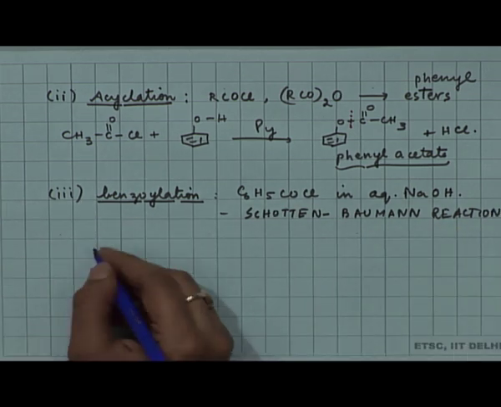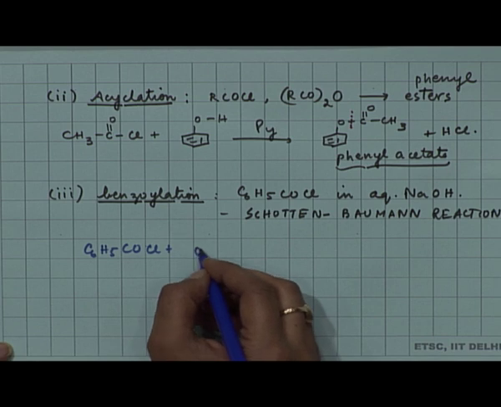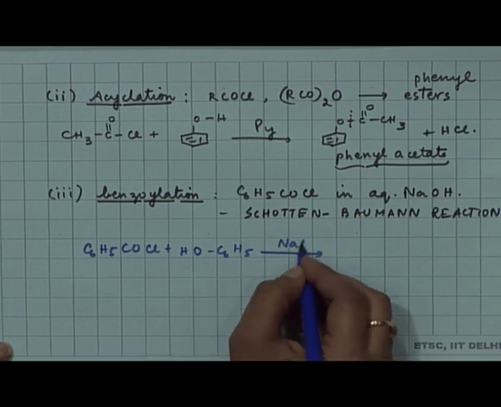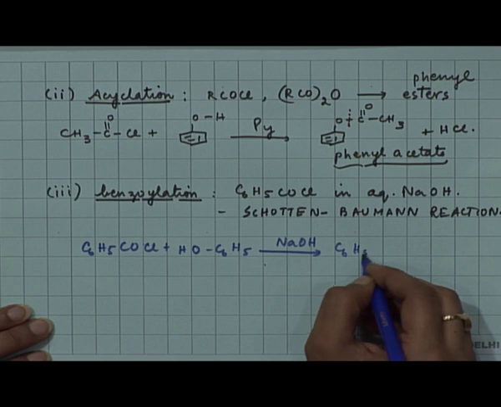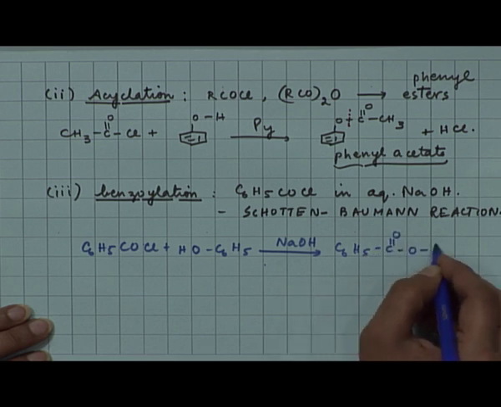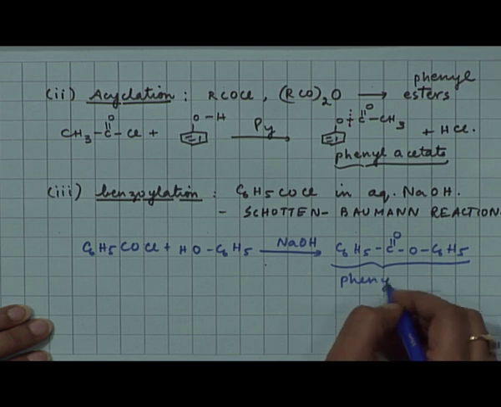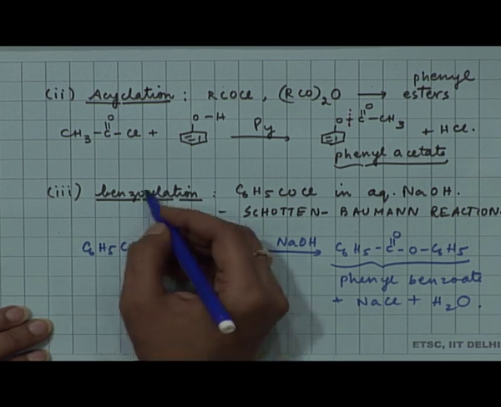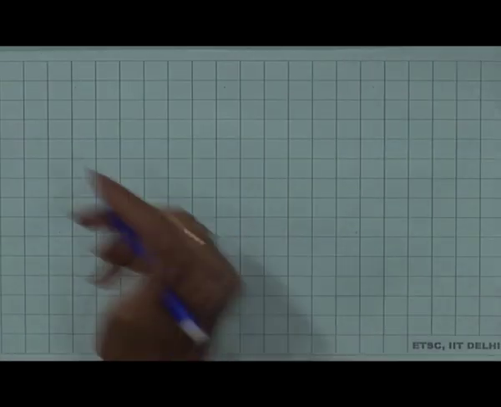So, you start with your benzoyl chloride, treat the phenol in the presence of aqueous sodium hydroxide. You just shake these and you immediately see the formation of this ester, which is phenyl benzoate along with NaCl and water, and this is called the Schotten-Baumann reaction. Okay.